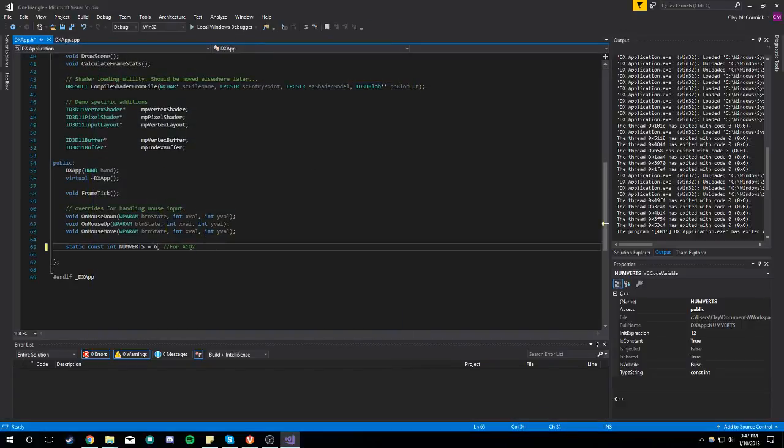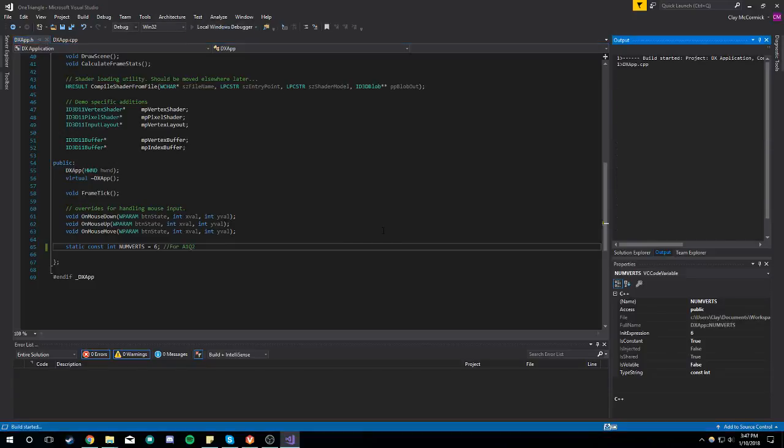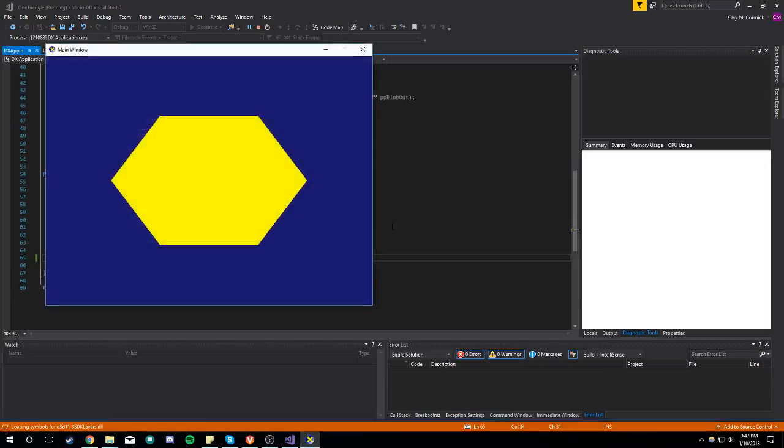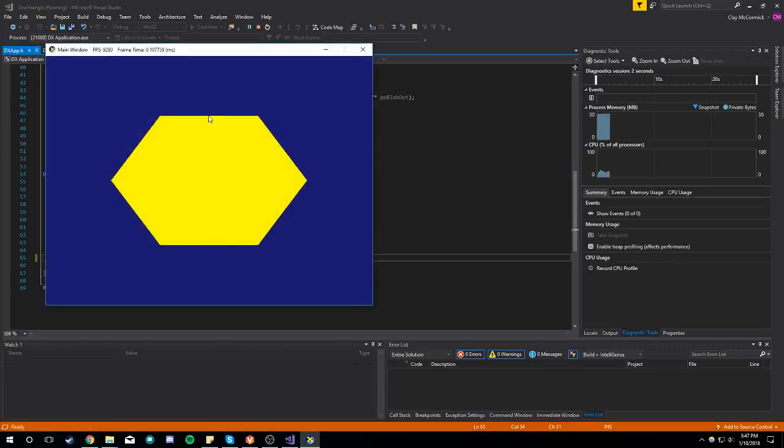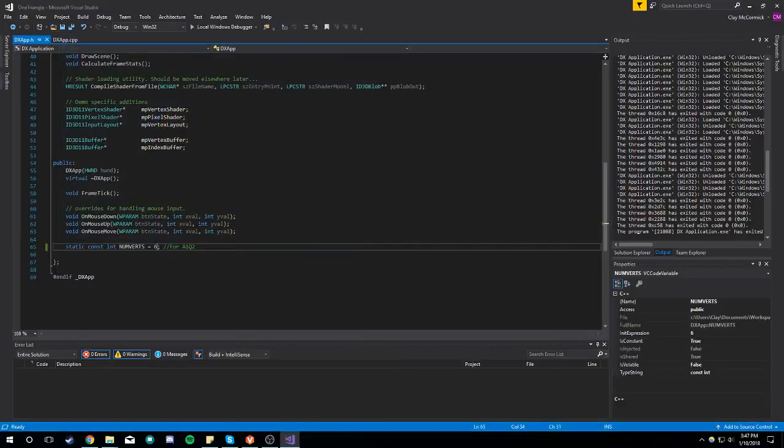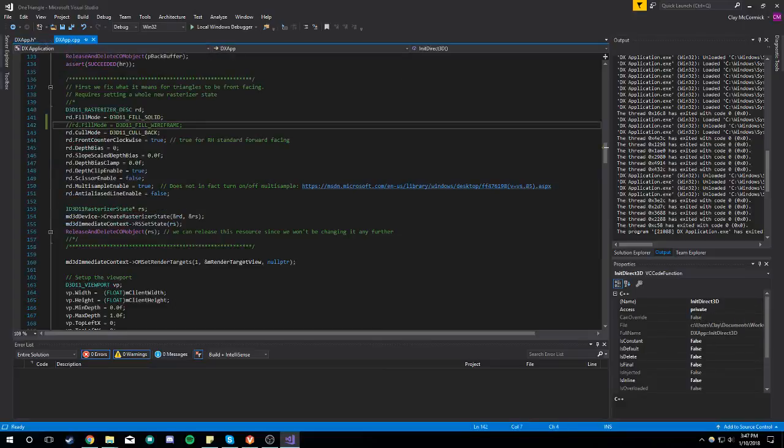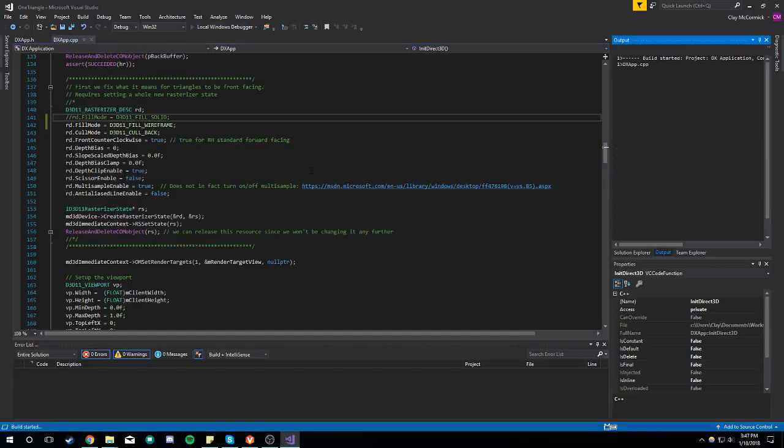So really quick, if I set it to 6, we'll go and see that it has 6 sides now. 6 sides and 6 vertices. So I'll turn this back to 12. We'll go over here. I'll turn this into the wireframe.